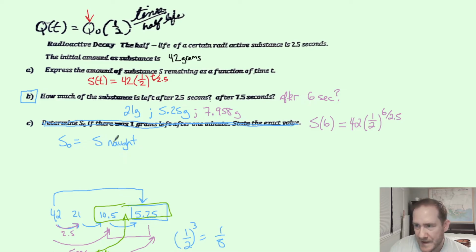N-A-U-G-H-T. Not like the English word, like meaning actually coming from England. They say this over in England a lot. Instead of 0, they say naught. Kind of like nil. If they're giving you a soccer score, they'll be like, yeah, the score was 2-0.